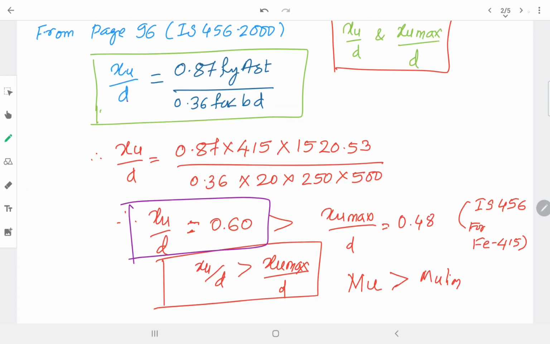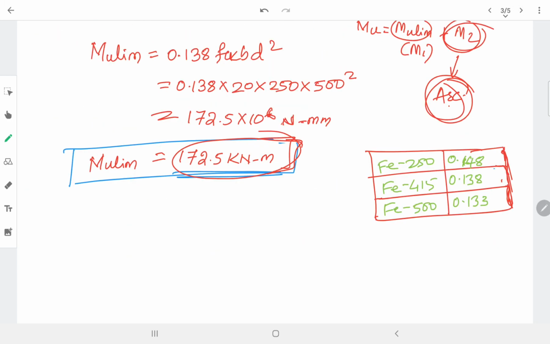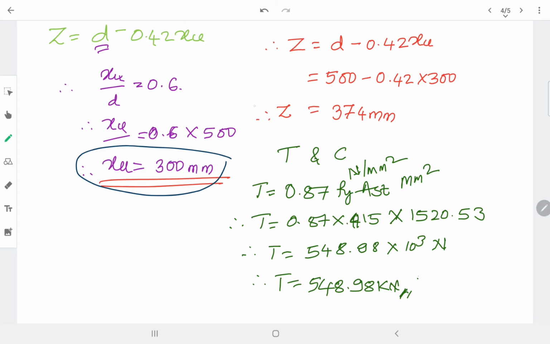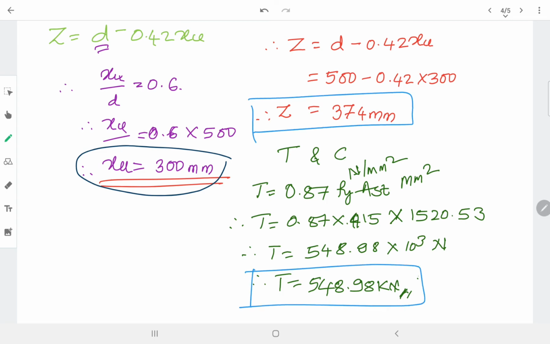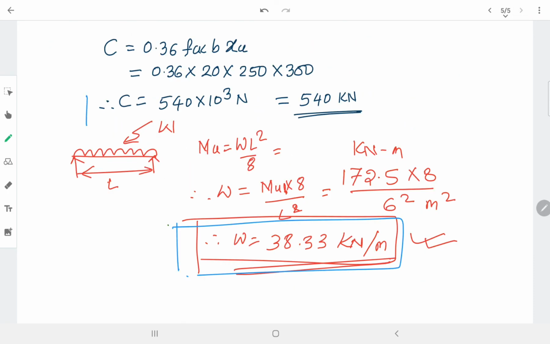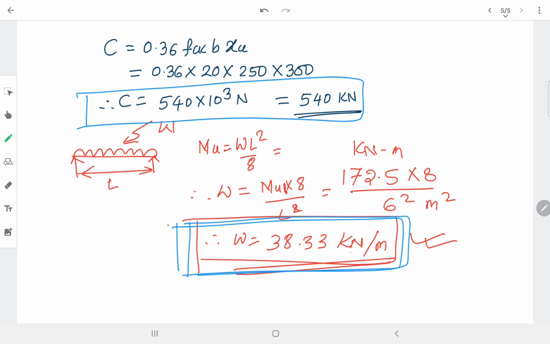In the previous video we calculated Mu. Here we have calculated Z, the tension capacity, the tensile force in the beam, the compression force in the compression zone, and the load carrying capacity. In this way we'll be calculating these values. Until then, in the next session we'll discuss another problem on analysis of beam in a different condition. Okay, thank you.